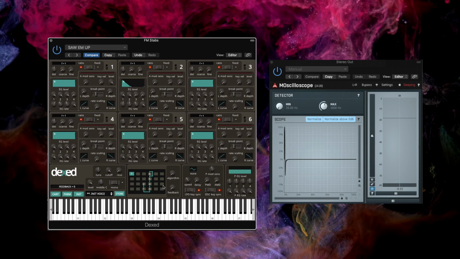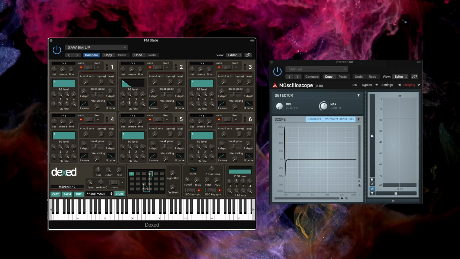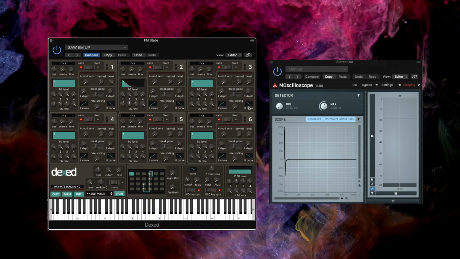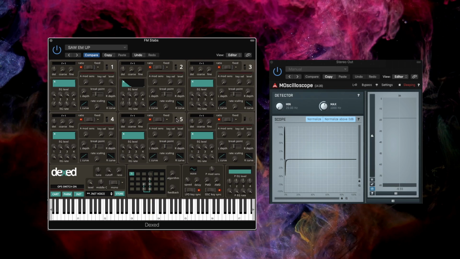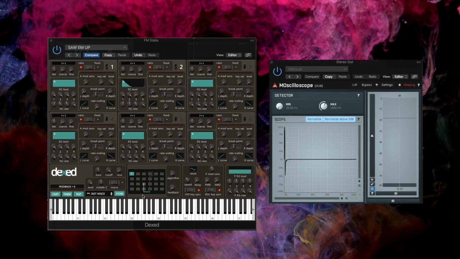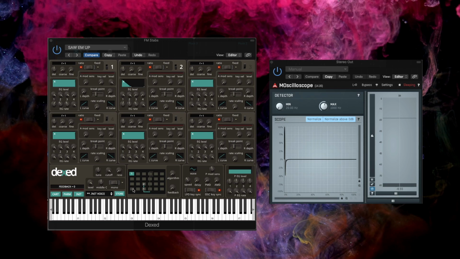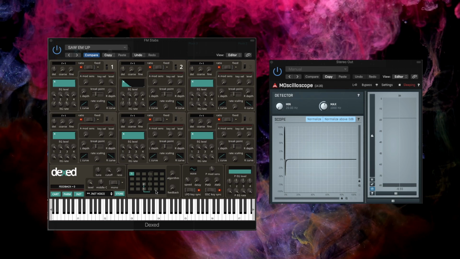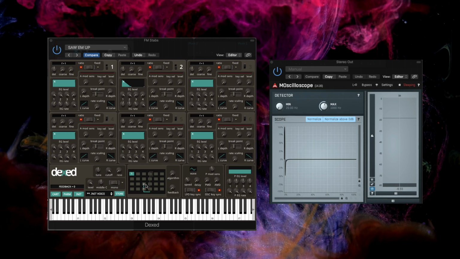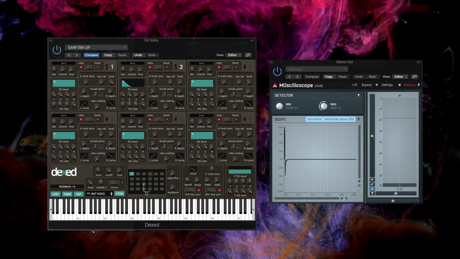So let's start off by looking at the first basic algorithm in which the second oscillator would be modulating the first, and let's switch off all of the other oscillators. We don't need them right now. As you can see, we are only listening to the first oscillator, which is the carrier oscillator. It's on the bottom row. And we have the second oscillator, which is going to be the modulator oscillator that's going to be modulating the first.